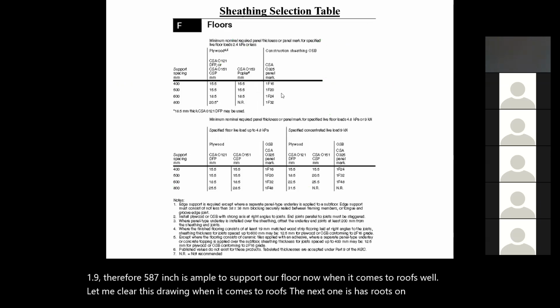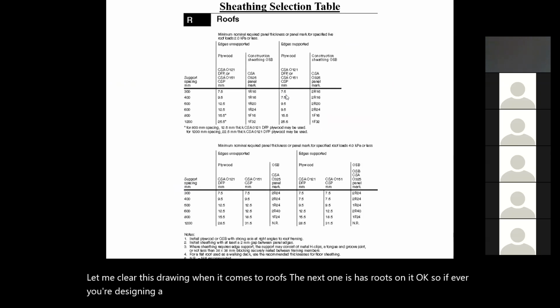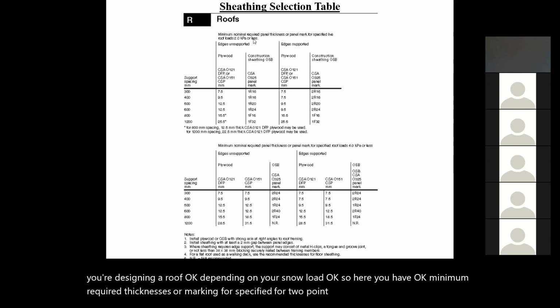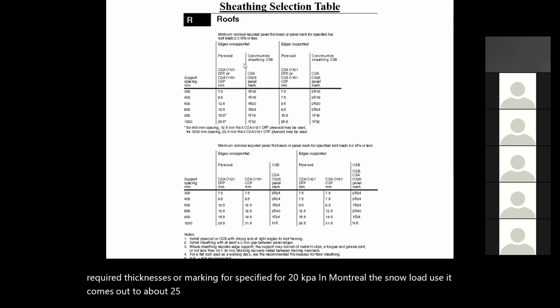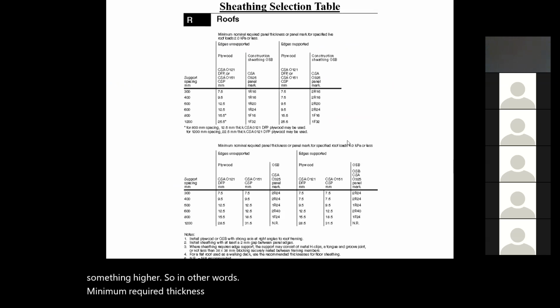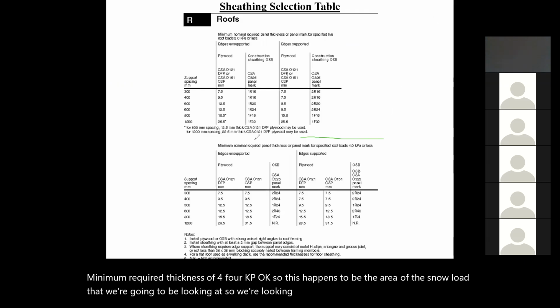If ever you're designing a roof, depending on your snow load, here you have minimum required thicknesses for 2.0 kPa. Well, in Montreal, the snow load usually comes out to about 2.5 kPa, so this is no good for us. We should be looking at something higher. So in other words, minimum required thickness for 4 kPa. This happens to be the area of the snow load that we're going to be looking at. So this is the table that we should be looking at.